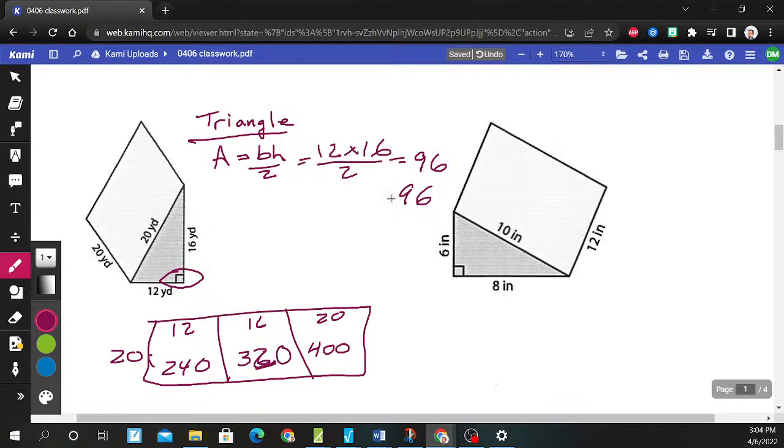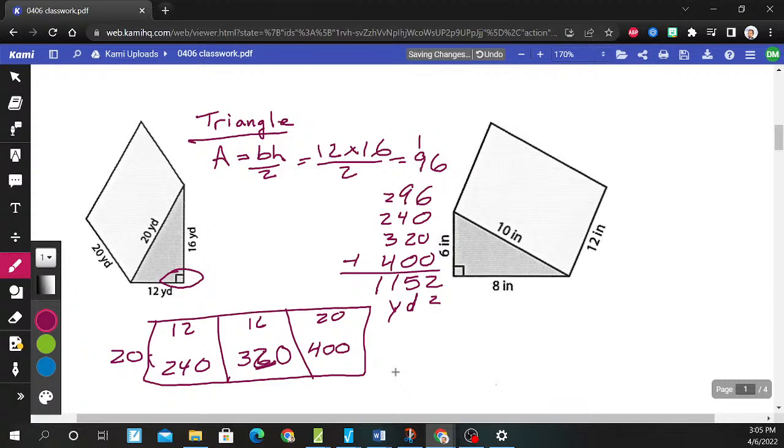So that means we have 240, 320, and 400. And so then, 6 plus 6 is 12. Drop the 2, carry the 1. That's 10. That's 13, 15, so that's 25. Drop the 5, carry the 2. That's 7, 9, 11. So I got 1,152 yards squared.